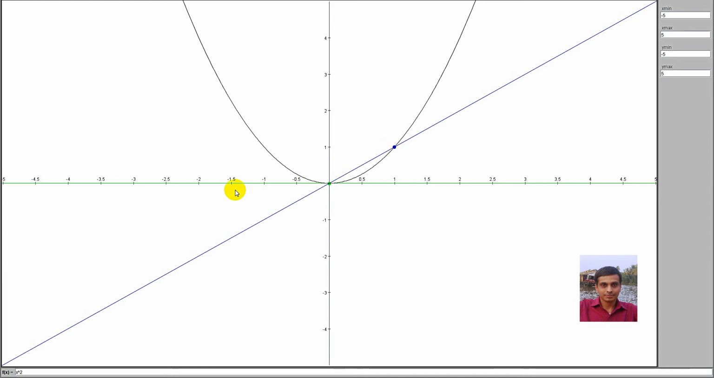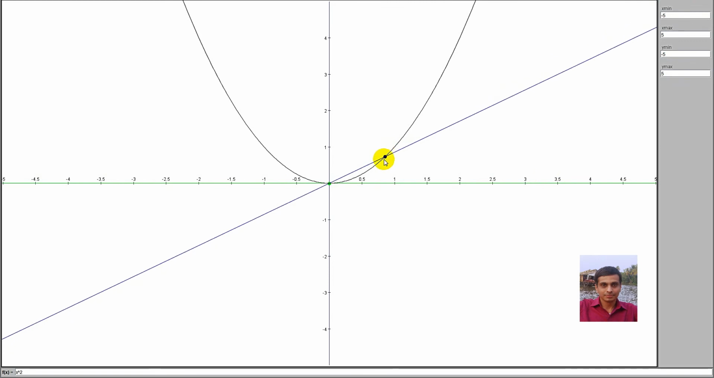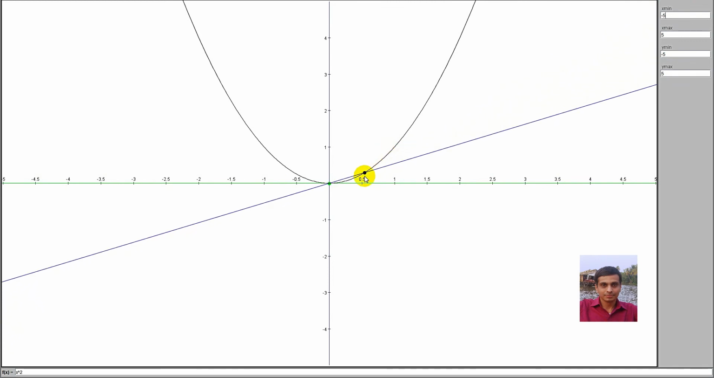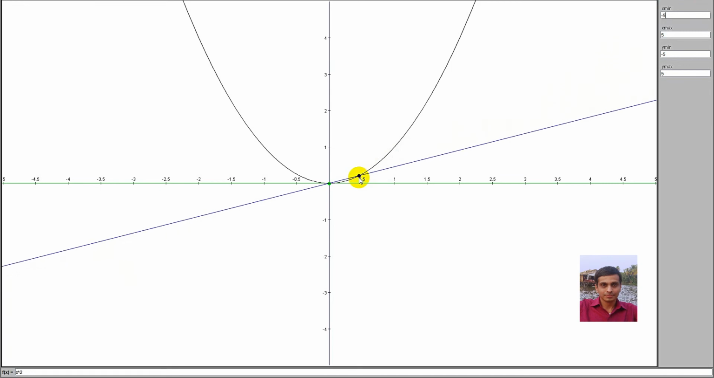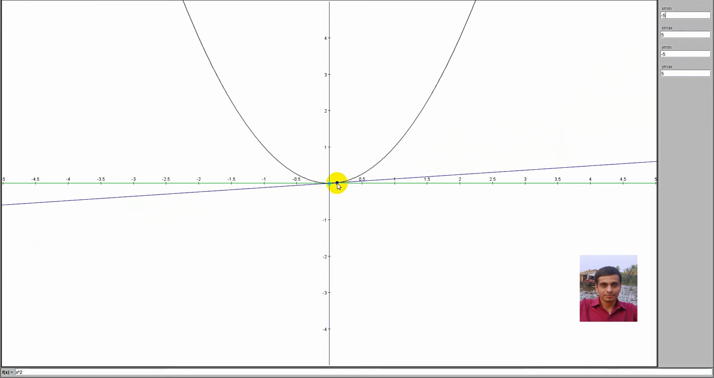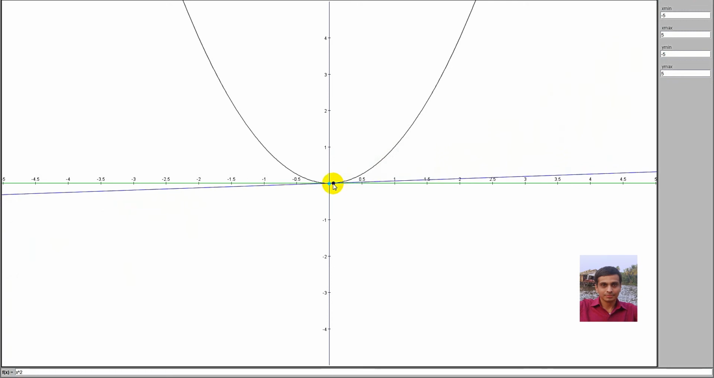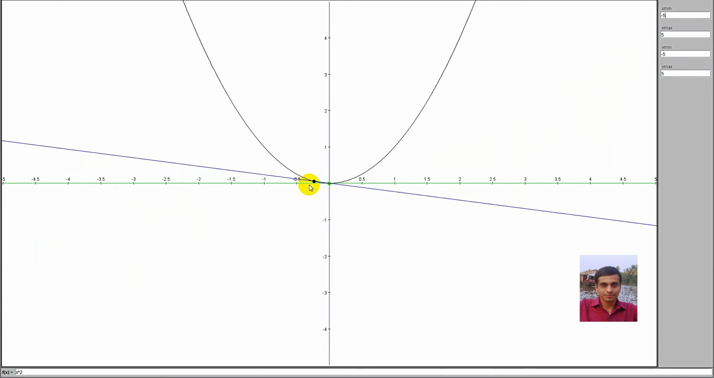You can observe that there are two lines. The line in blue color is a secant line and the line in green color is a tangent line. Let us try to understand how the limiting position of the secant line could be achieved. You can see I am moving the blue point towards the green point. So I am trying to achieve the limiting position of the secant line at the origin, and you can observe that without any trouble I could achieve this position.